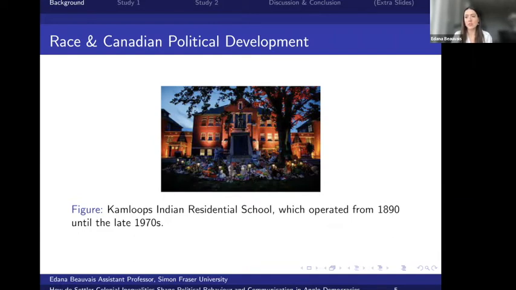I think this is a horrific testament to the threat that Indigenous peoples posed to the political expansion and development of the Canadian political state. And these settler-colonial tensions, I would argue, continue to be a defining feature of political life in Canada and other settler-colonial states today.